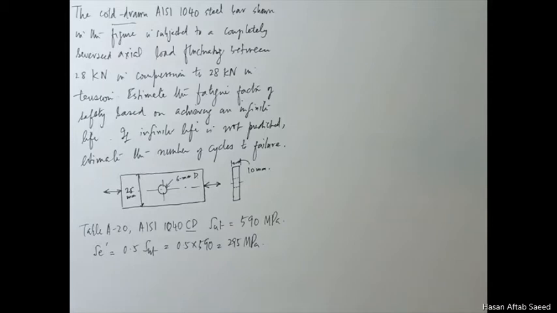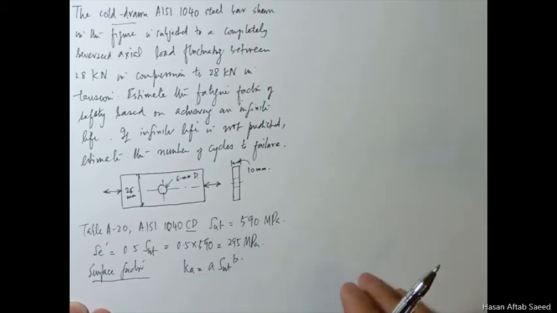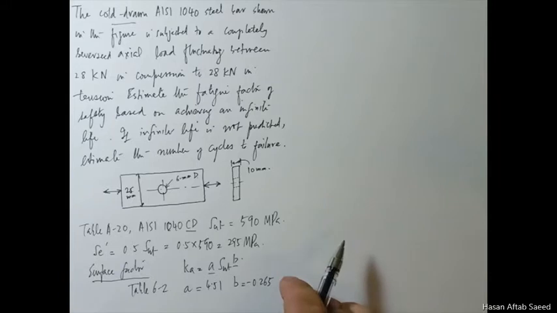Now we have to apply the different modification factors, recalling the Marin equation. The surface factor first of all. If you recall from our previous lectures, the coefficients a and b you can read from Table 6-2 of your textbook, and these are for cold drawn. a is 4.51 and b is equal to minus 0.265. Please verify these from your tables yourself.